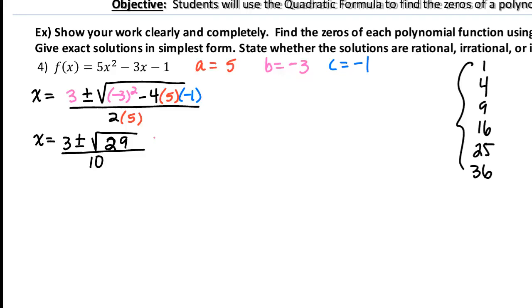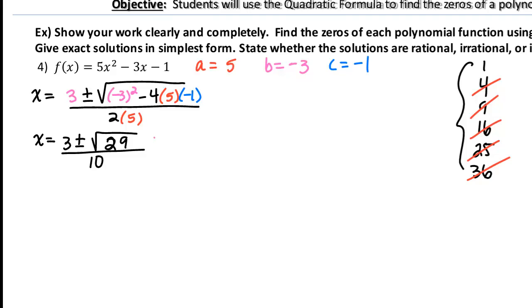Let's see. 36 is too big. 25 times 2 is 50. 16 times 2 is 32. 9 times 2 is 18. Times 3 is 27. And 4 doesn't go into it. So none of those go into 29. So I can't really simplify the root 29 anymore.